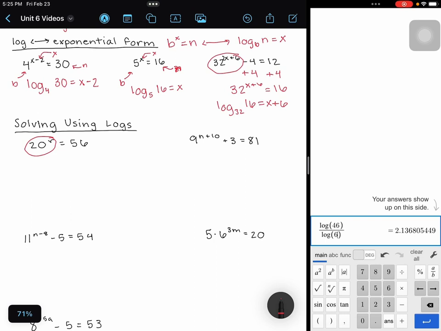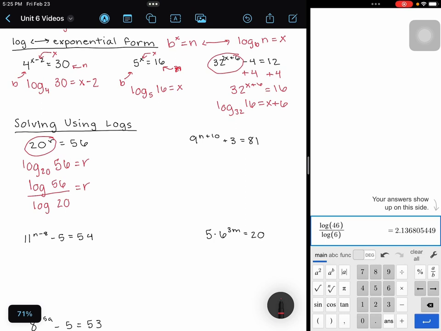In this case, our exponential is already isolated, so I can rewrite using the idea of logs. So log base 20 of 56 equals r. And then I can evaluate log base 20 of 56. So log of 56 divided by log of 20 equals r.